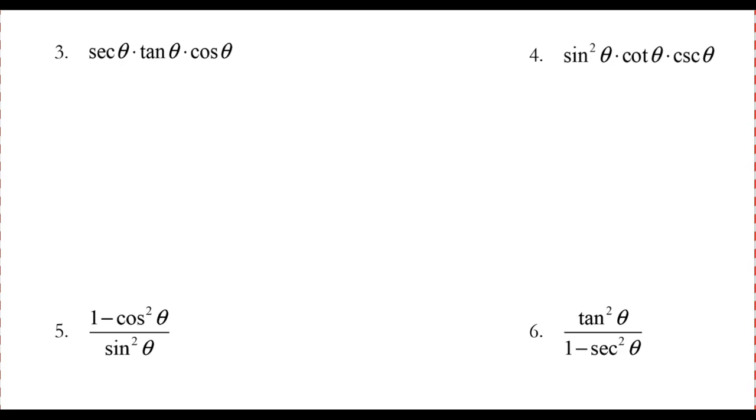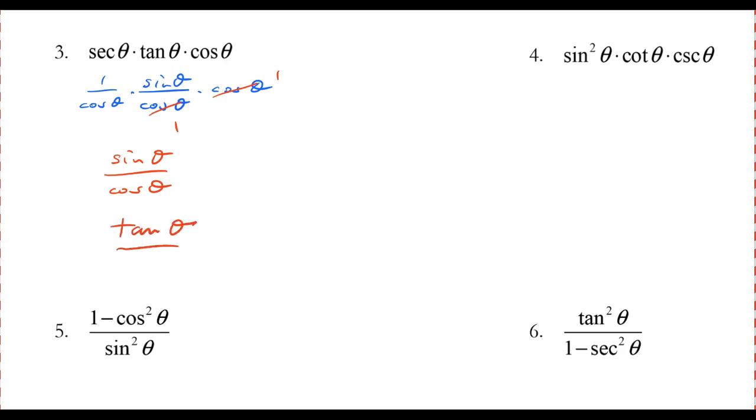Number 3 has secant theta, tan theta, cosine theta. It's a series of products. And in this case, this looks reasonably straightforward as these things go. We're going to replace secant theta with 1 over cosine of theta. We're going to replace tangent with sine of theta over cosine of theta. And of course, we've got a cosine of theta right there. Well, this cosine of theta will divide this cosine of theta nicely, and I think we can see that we've got sine of theta over cosine of theta remaining, which is tangent of theta, and we are done.